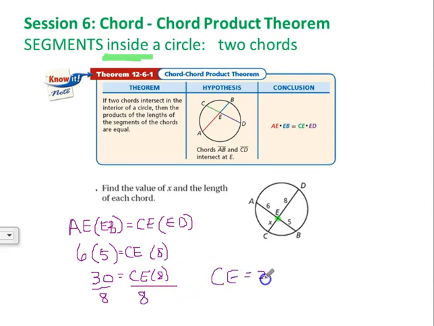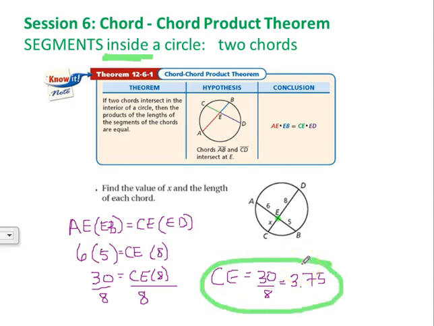CE is going to be equal to 30 over 8, which when we divide 30 by 8, we get 3.75. So CE is going to be equal to 30 over 8, or 3.75. And that is the chord-chord product theorem: multiplying the portions of our segments and setting them equal to when we do that with the other chord as well. And that allows us to solve for some unknowns. I'm going to move on to the next slide, so if you need more time, go ahead and click pause.